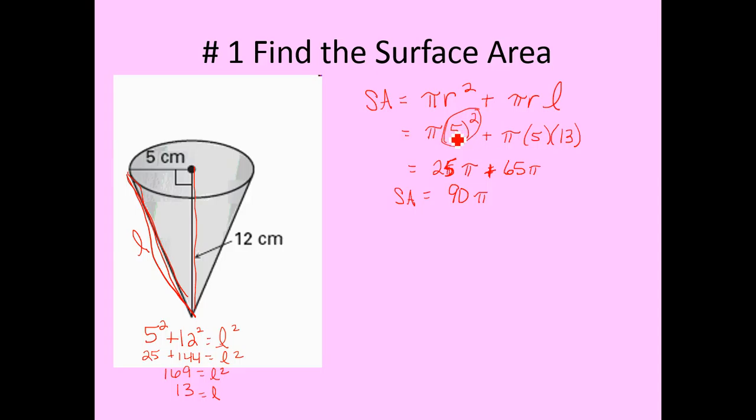We'd have pi times 5 squared, find that value, pi times 5 times 13, find that value, and then just add those values together. But if you want to leave your answer in terms of pi for surface area, that would be fine. So in decimal value, if you want to approximate, this is 282.74. And we would label that with centimeters squared because we're talking about surface area.